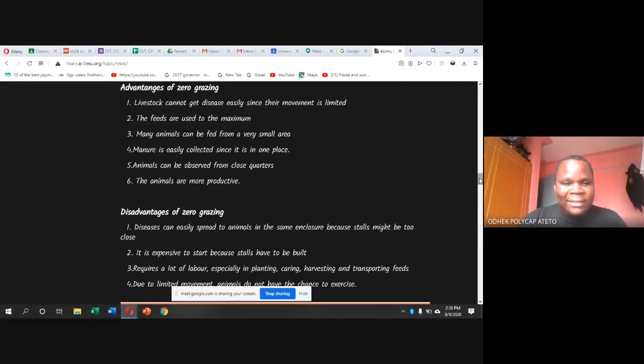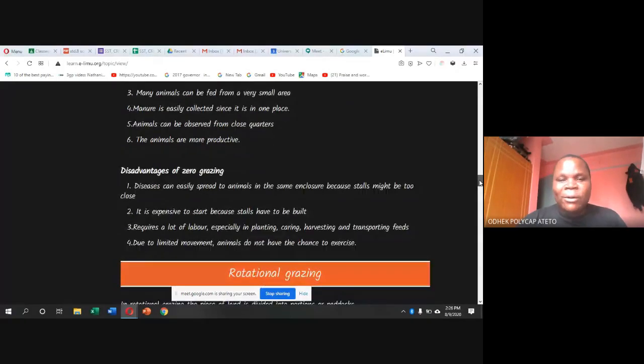But what are the disadvantages? Disease can easily spread, yes, because they are staying together. Right now, we are not going to school because of corona. Corona can be spread very easily when we are overcrowded. So that's why people are at their home right now, because of the disease. When you are together, you can get a disease easily.